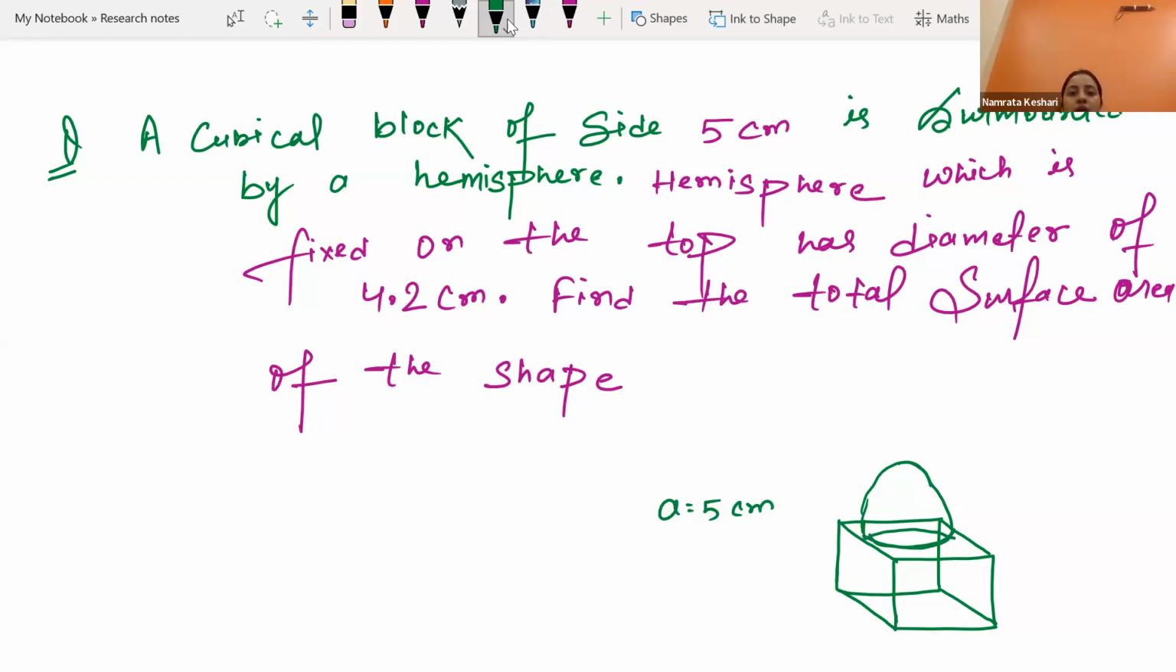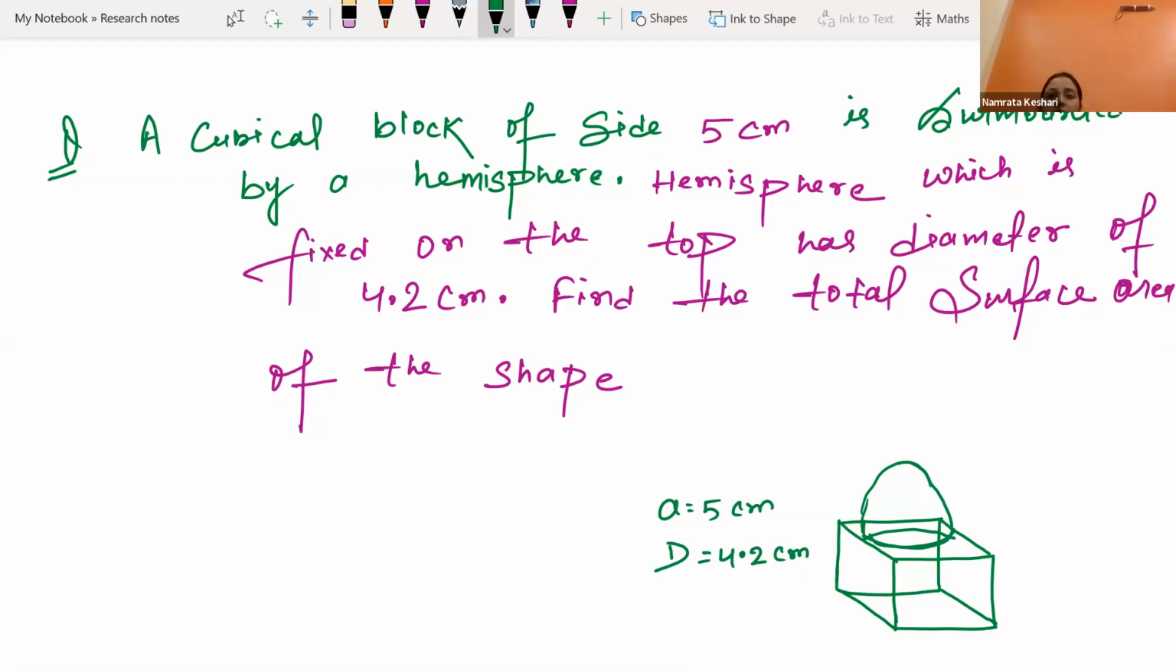Now, the hemisphere fixed on the top has a diameter. The diameter of this hemisphere is given as 4.2 centimeters. We have to find the total surface area of this shape. Okay, total surface area of this shape we have to find.